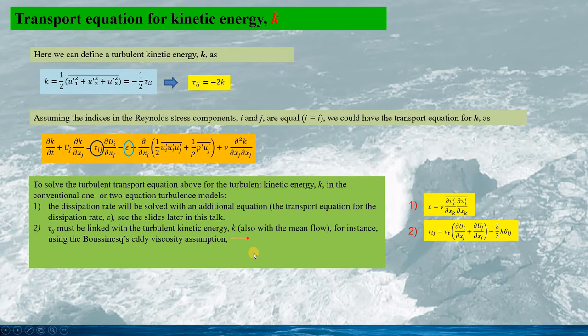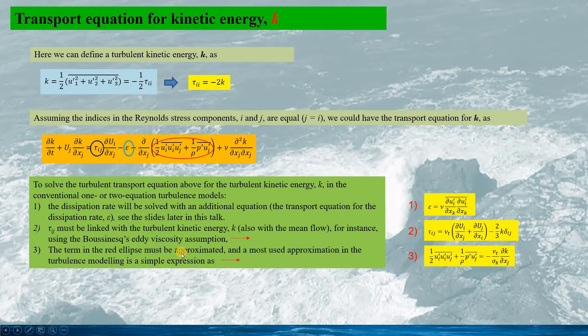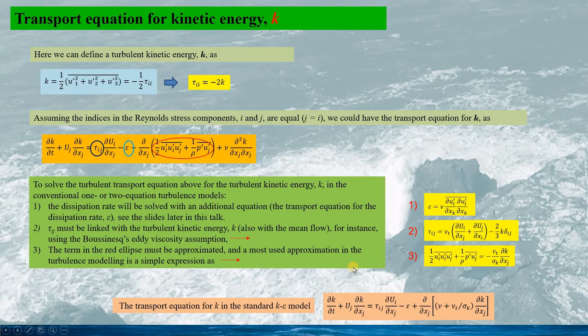Tau ij must be linked with the turbulent kinetic energy, as well as with the mean flow. For instance, using Boussinesq's eddy viscosity assumption given as this. And the term in the red ellipse must be approximated, and the most used approximation in turbulence modeling is the simple expression given as this. So putting this together, the transport equation for the kinetic energy k in the standard k-epsilon model is given as this.